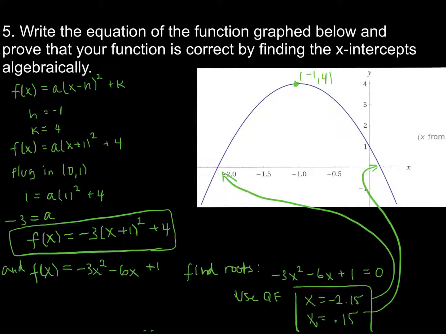I get that a is -3, so I can rewrite my function. Then I need to prove that this has the same roots as this function. And the way that I do that is by algebraically finding the roots. So what I do is I set the function equal to 0, right? So I know where it's going to intersect the x-axis when y is 0. And then I use the quadratic formula to solve for x. And I get that x is either -2.15 or 0.15, which looks to be correct. And so therefore we've proven that the function that is graphed is the same as the function that we wrote.